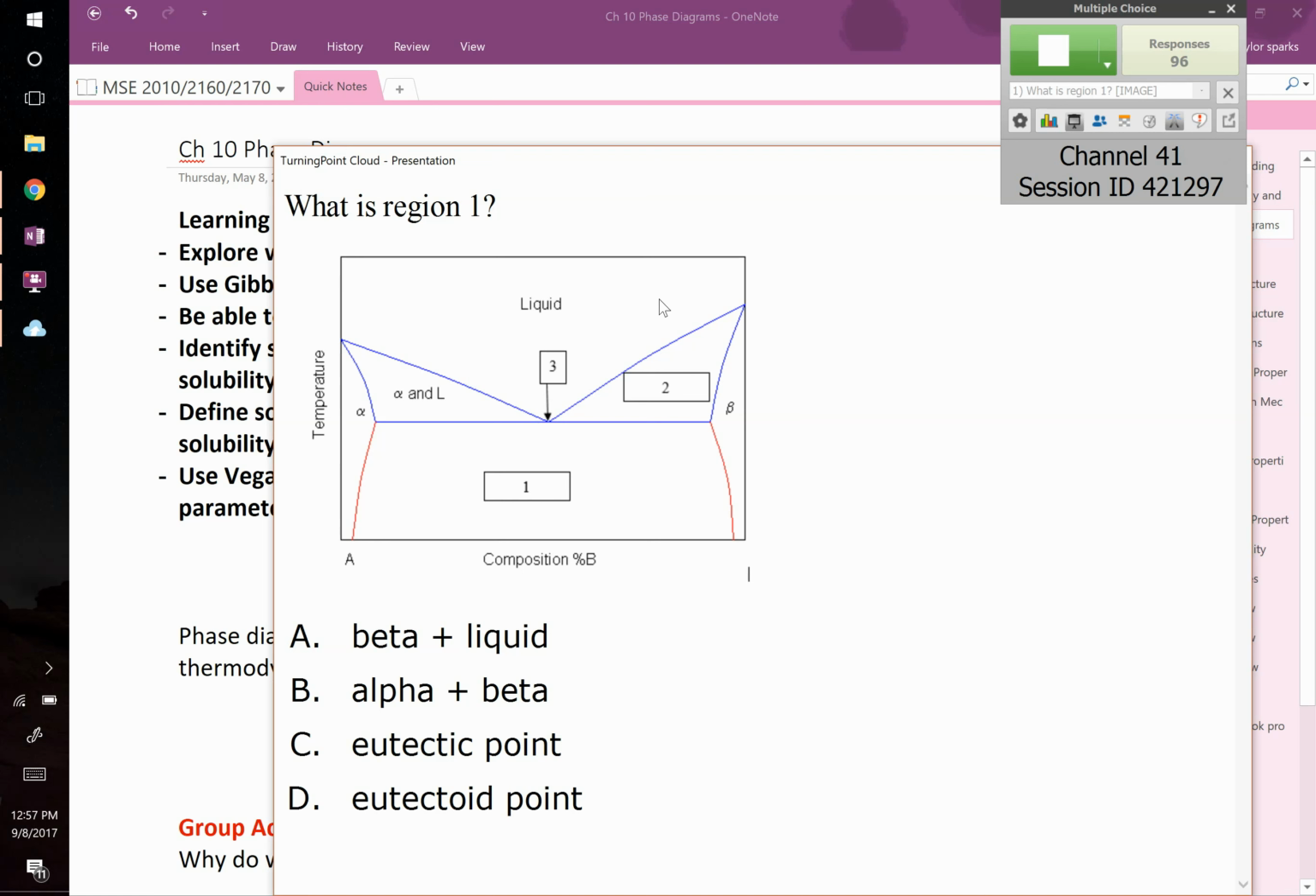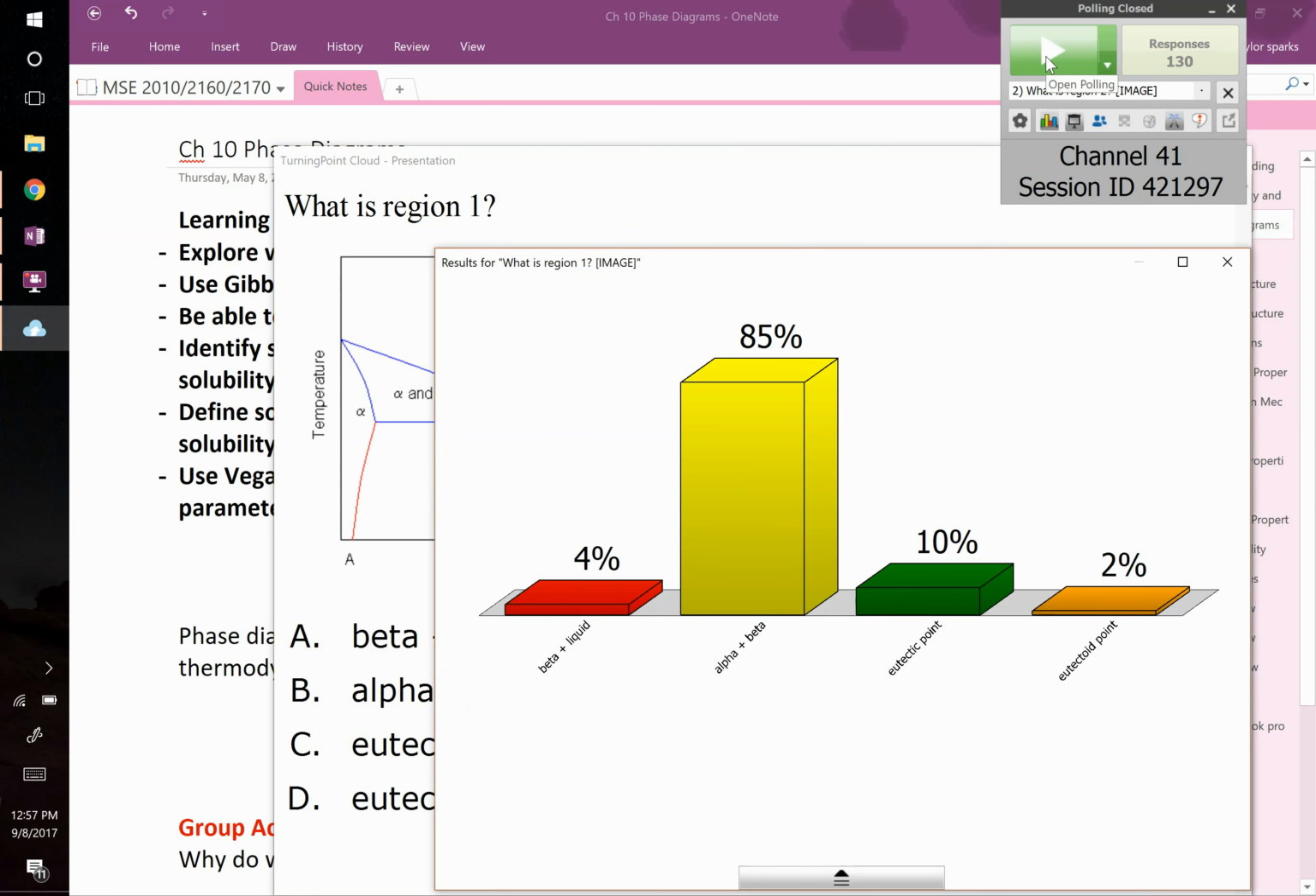Get your answers in for what is region 1. We're going to wrap it up in just 10 or 20 seconds. Okay, we're going to end it. Most people realize it's alpha and beta. Let's do the next one.